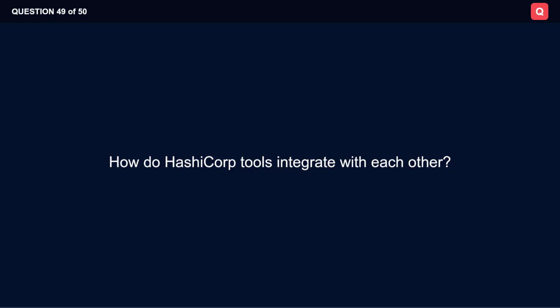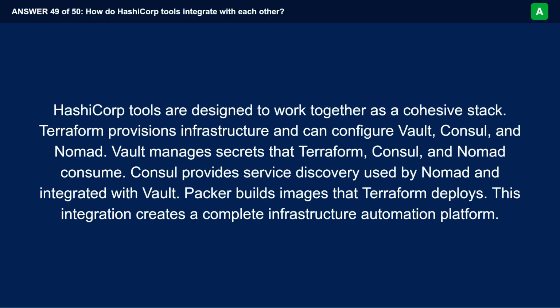How do HashiCorp tools integrate with each other? HashiCorp tools are designed to work together as a cohesive stack. Terraform provisions infrastructure and can configure Vault, Consul, and Nomad. Vault manages secrets that Terraform, Consul, and Nomad consume. Consul provides service discovery used by Nomad and integrated with Vault. Packer builds images that Terraform deploys. This integration creates a complete infrastructure automation platform.